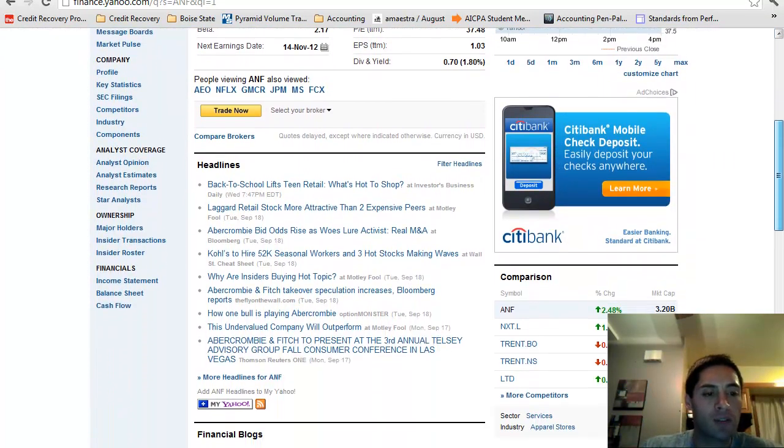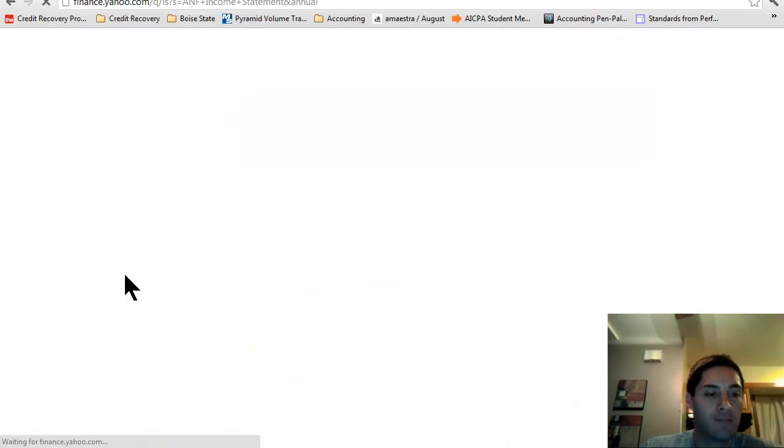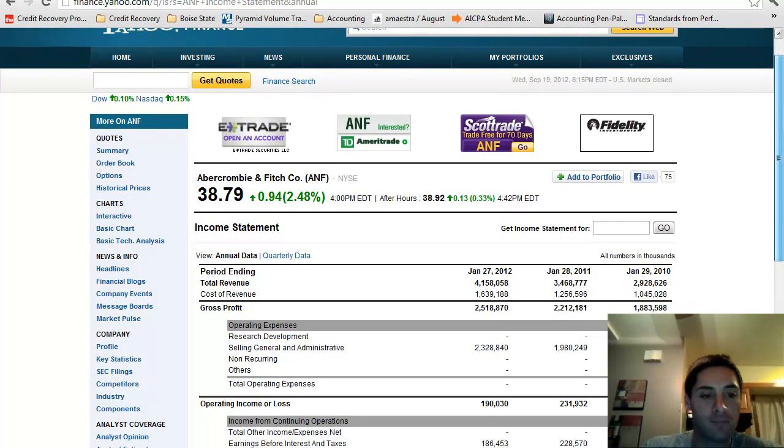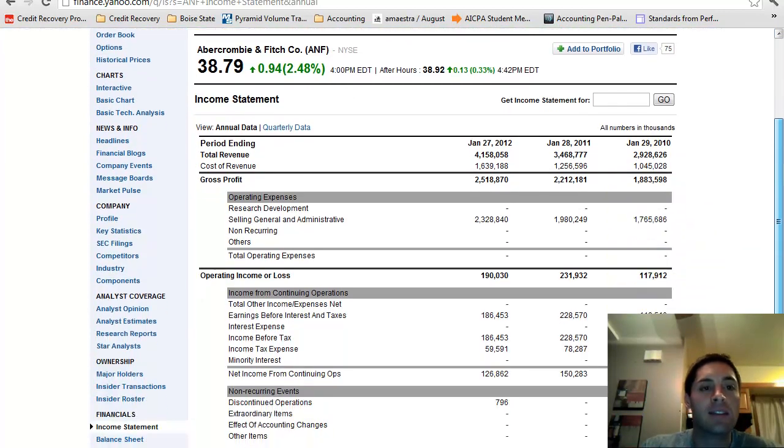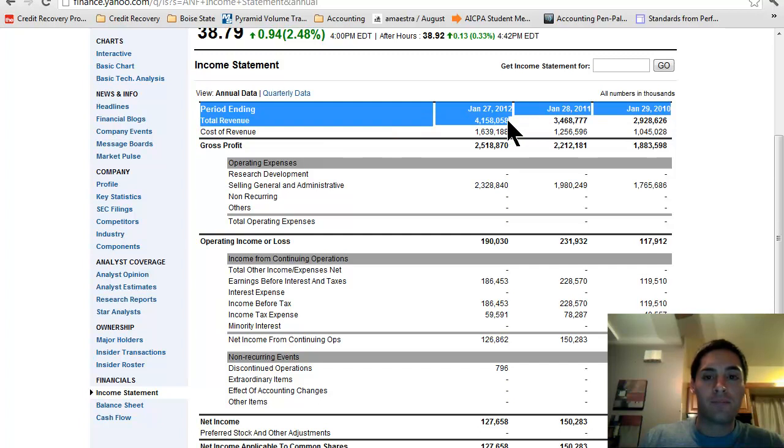Well, we know that revenue is also known as income, so perhaps the revenue is found down here on the income statement. Let's take a look. Sure enough, there it is. This is Abercrombie & Fitch's income statement. This is going to tell us the total amount of money that came into the business for Abercrombie selling goods last year. And make sure you're pulling your data from the most recent years, so in this case it would be 2012. And Abercrombie's total revenue is listed right here. 4158058.